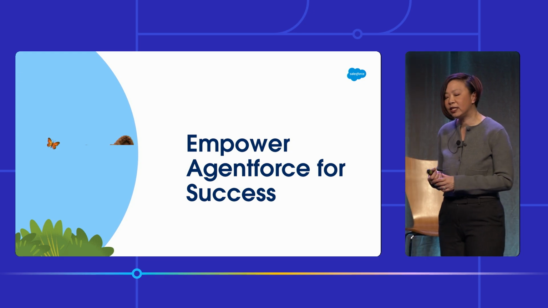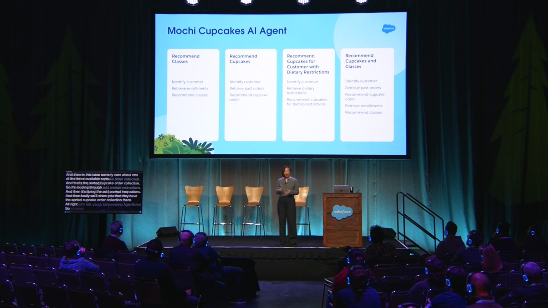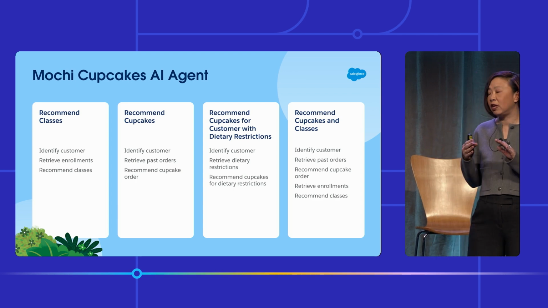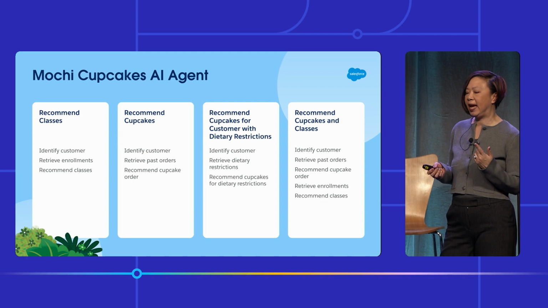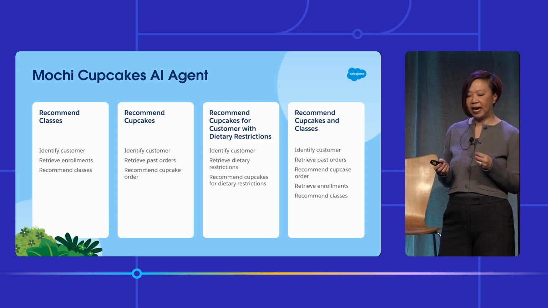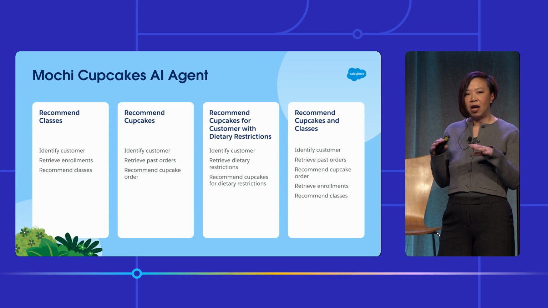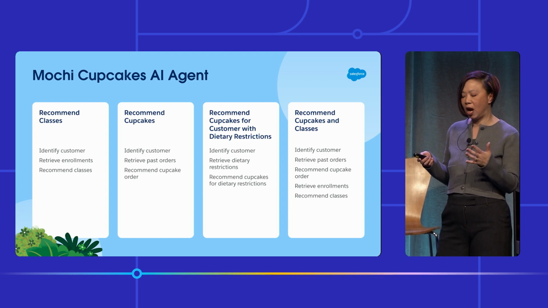All right, so now let's talk about empowering Agentforce for success. Mochi Cupcakes has requirements for its AI agent, and it would like it to perform these 4 high-level tasks: recommend classes, recommend cupcakes, recommend cupcakes for customers with a dietary restriction, and recommend cupcakes and classes. And underneath each high-level task are high-level actions for the agent to take action on.